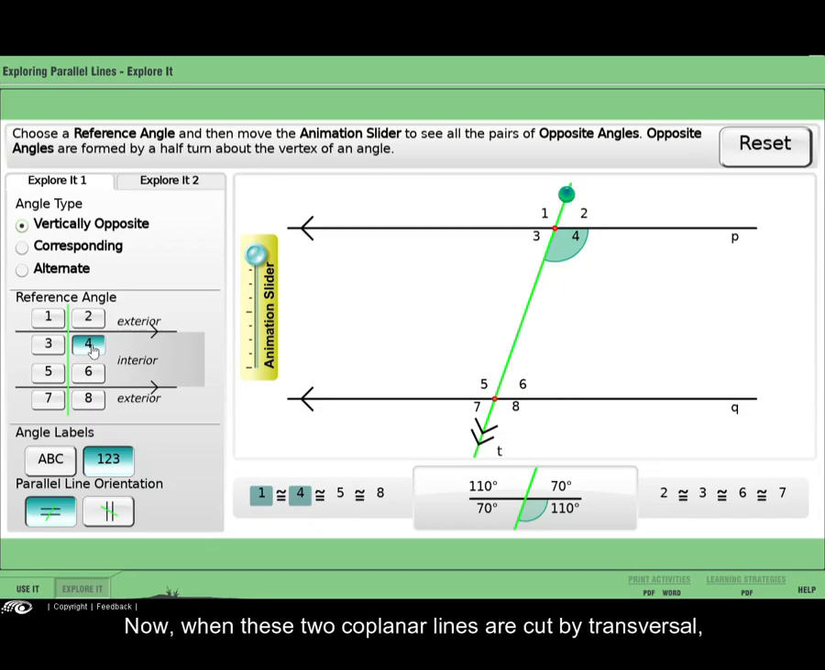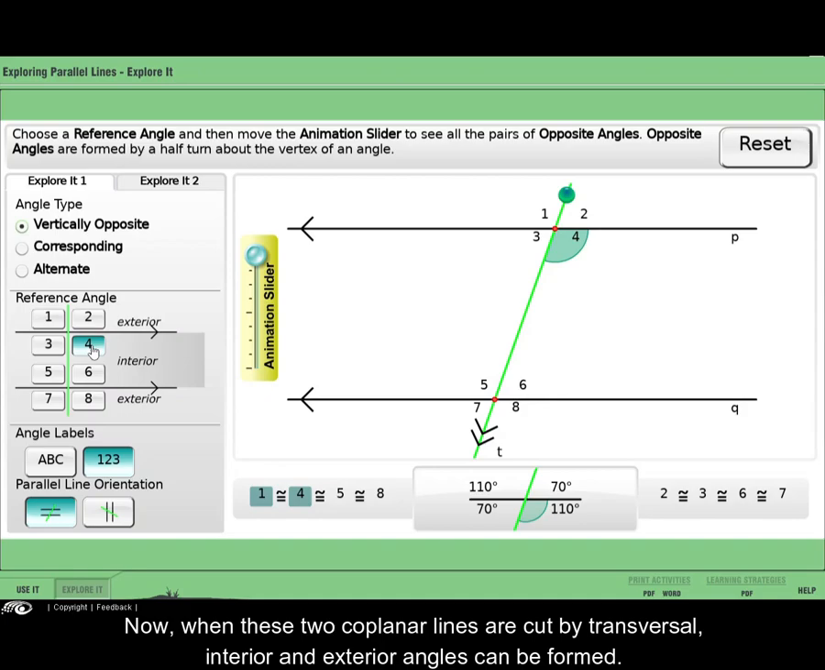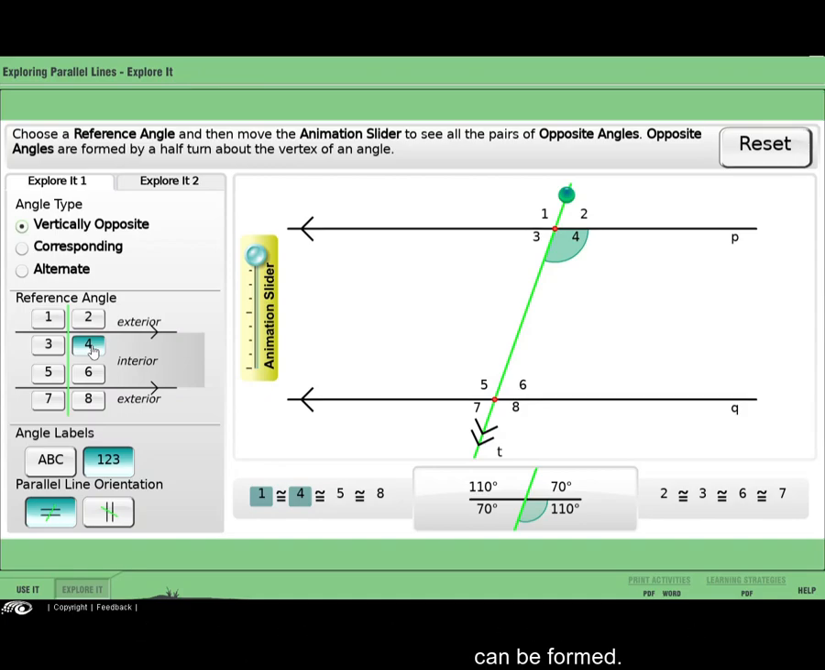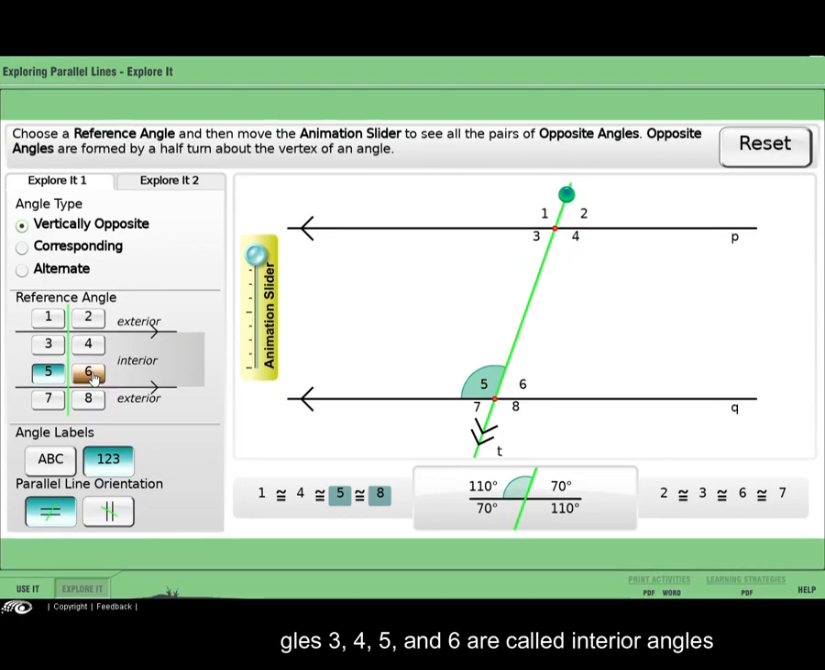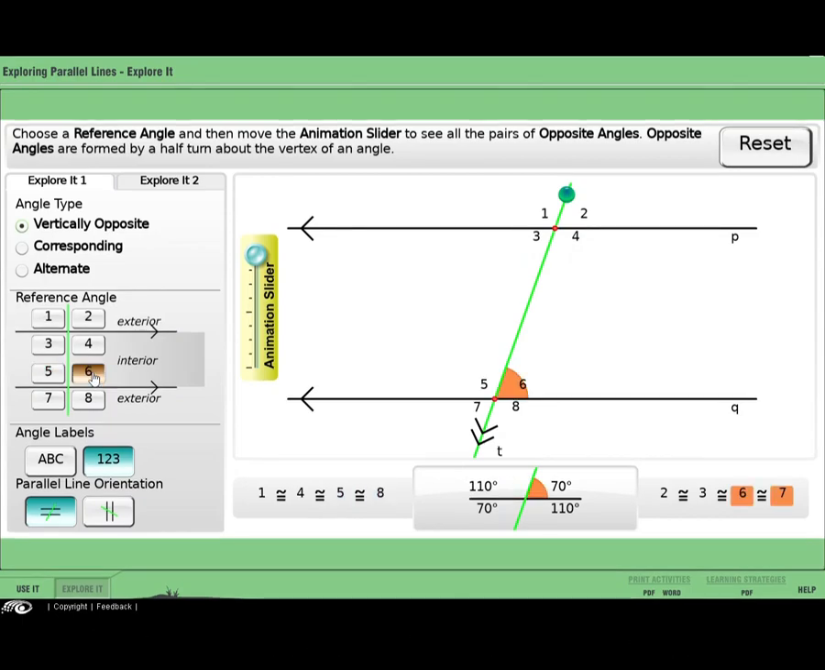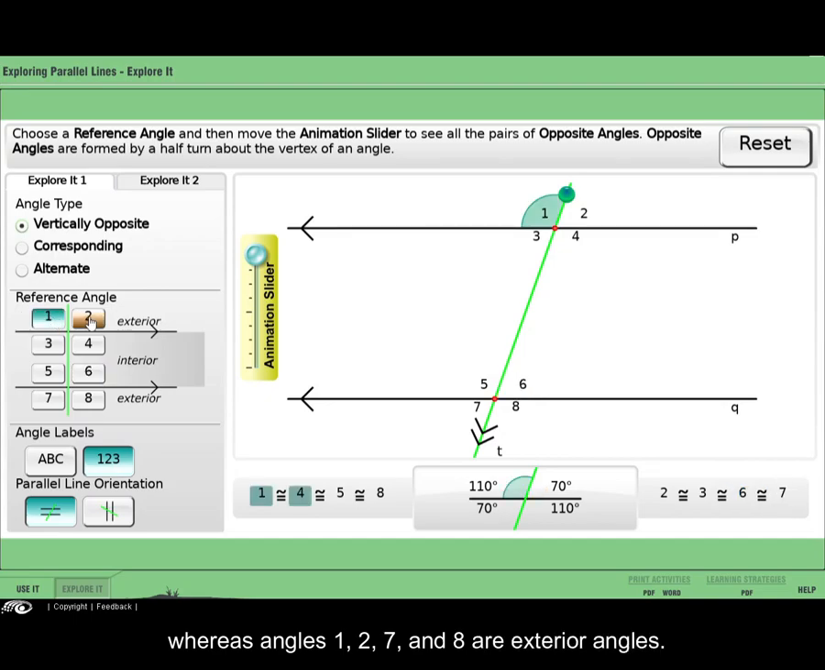Now, when these two coplanar lines are cut by a transversal, interior and exterior angles can be formed. In this figure, angles 3, 4, 5, and 6 are called interior angles. Whereas angles 1, 2, 7, and 8 are exterior angles.